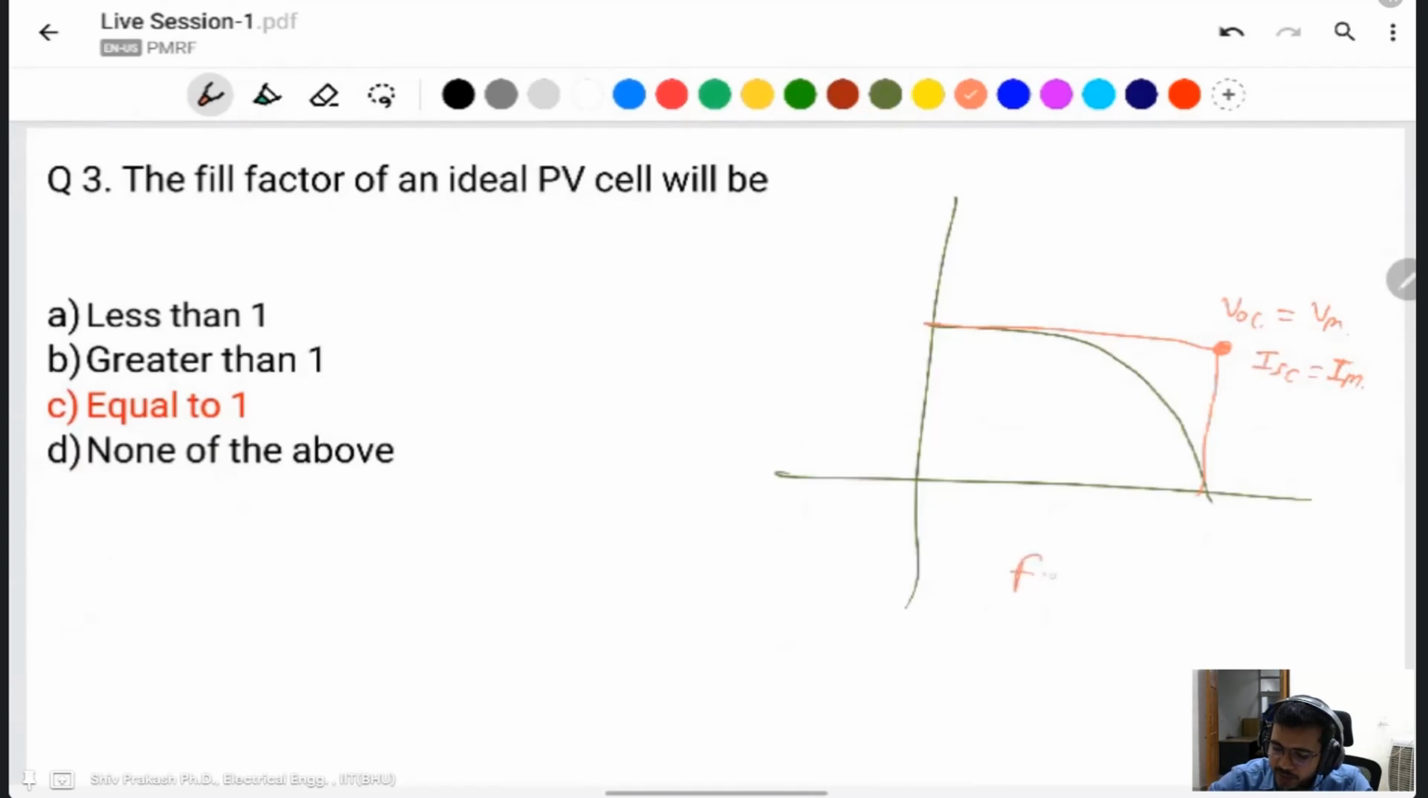Then what is the fill factor? The fill factor will be 1 for the ideal case, because VM is the same as VOC and IM is the same as ISC. That's why the fill factor will be 1 for ideal cases. Ideal cases mean the series connected resistance is 0 and the shunt connected resistance is infinity. That means the full ISC and VOC flow at the load.